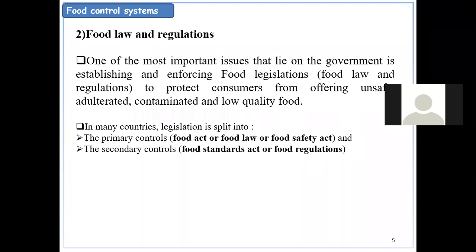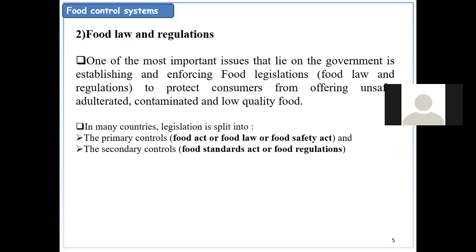two. We have what is called primary control. Primary control here mainly means the law. And we have the secondary control, mainly regulation and standards. So as I mentioned before, it's difficult to update a primary control. It's difficult to update a law, but it's easy to update a secondary control such as the standards and regulations.